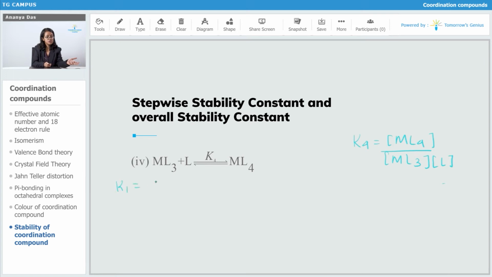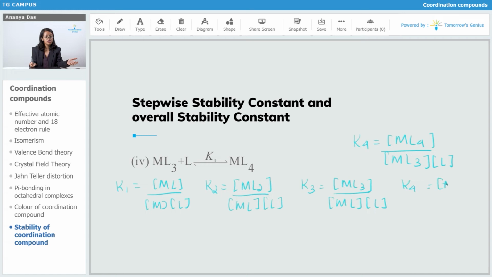So, K1 was equal to ML divided by M into L. K2 is equal to ML2 divided by ML into L. K3 is equal to ML3 divided by ML2 into L, and K4 is equal to ML4 divided by ML3 into L. Now, these K1, K2, K3 and K4 are known as the stepwise stability constants, because they are the equilibrium constants for the stepwise reaction. So, they are the stepwise stability constants.